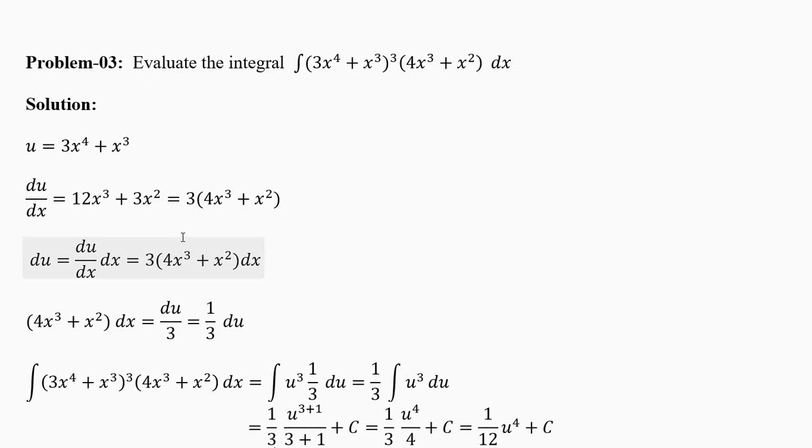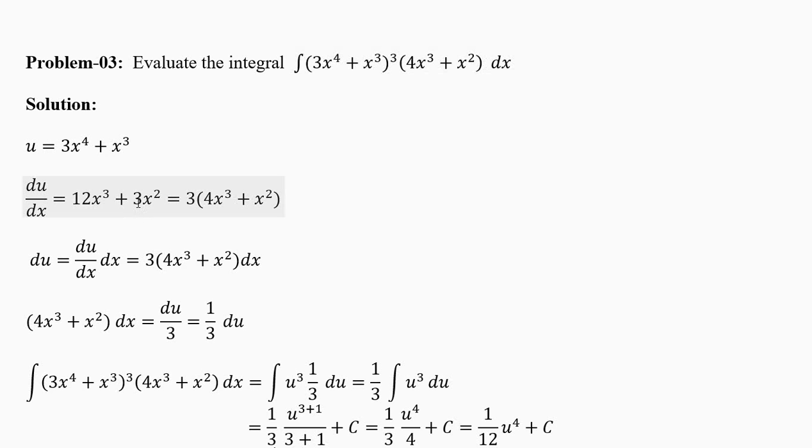Now the next is problem 3. Evaluate the integral of (3x⁴ + x³)³ times (4x³ + x²) dx. Now here the function is power 3, and the argument of the function is u equal to 3x⁴ + x³. The derivative of u is 12x³ + 3x². And this 12x³ + 3x² is not present in the question.